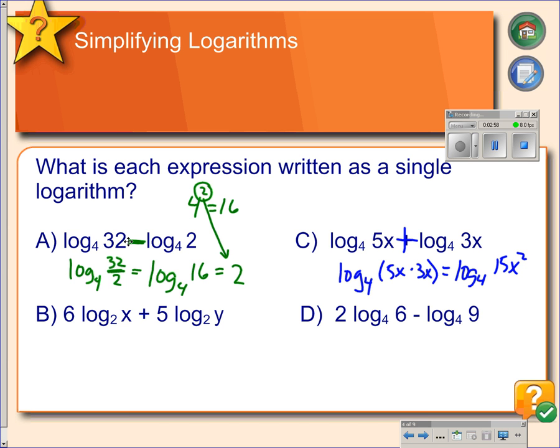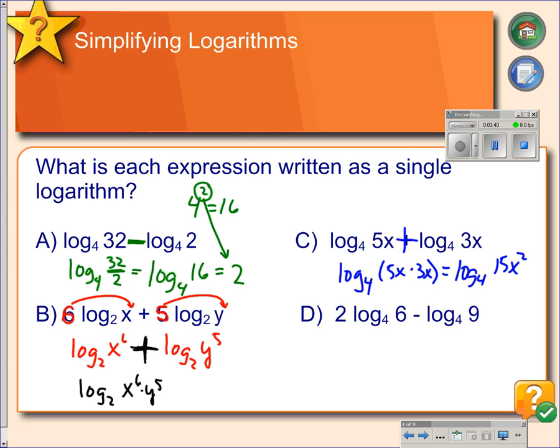In example B here, we have coefficients on the front. So we have the 6 on the front here. We have the 5 on the front here. According to the properties of logarithms, this coefficient on the front is the same as an exponent if we move it back here. So we're going to move these. So we have log base 2 of x to the 6th plus log base 2 of y to the 5th. Then we can take this addition sign here and condense these 2 logs into one. So that would be log base 2 of x to the 6th times y to the 5th, because our addition sign turns into a multiplication sign.